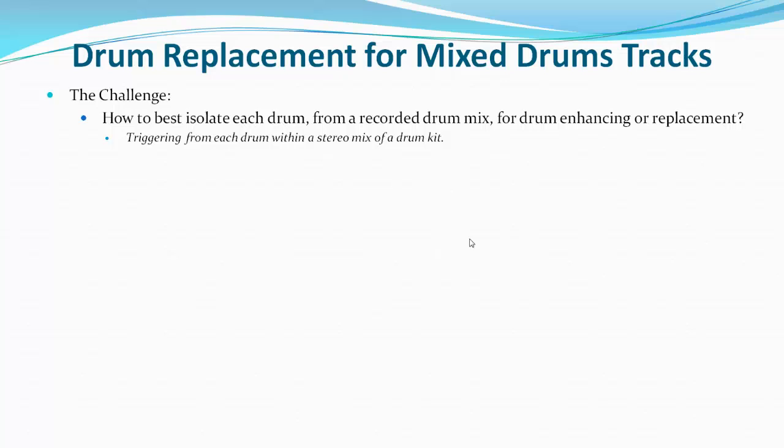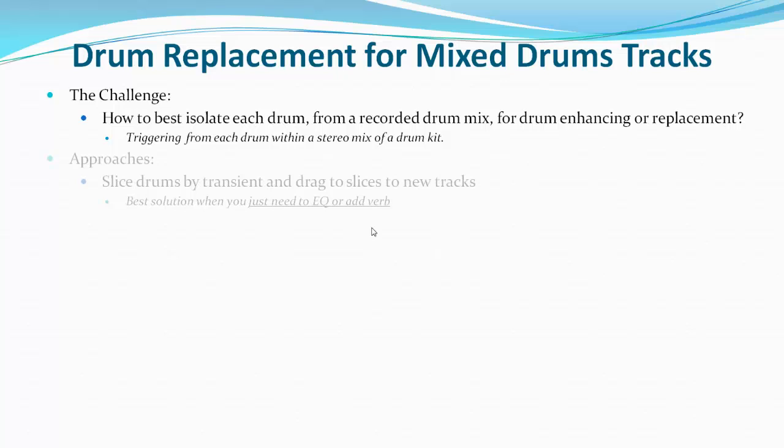This is a video tutorial on how to replace drums coming from mixed drum tracks. The challenge is how to best isolate each drum from the recorded drum mix for drum enhancements or replacements. Now what I'm talking about is triggering a trigger from each one of the drum sounds within that mix to fire off individual drums to go along with the mix. So ideally we should be able to get 7 or 8 different triggers to fire off based on 7 or 8 different drum sounds that are going on in the mix.